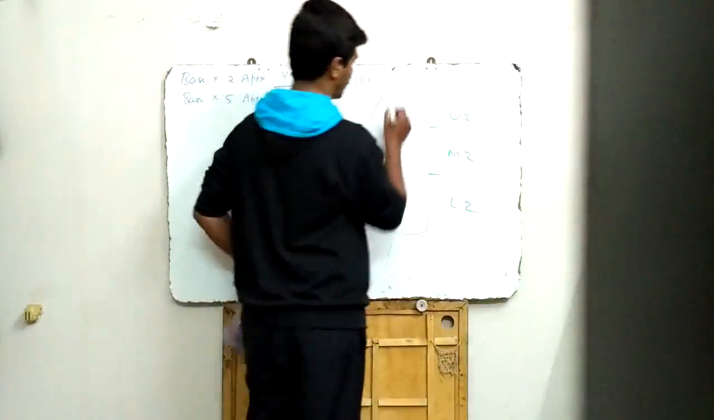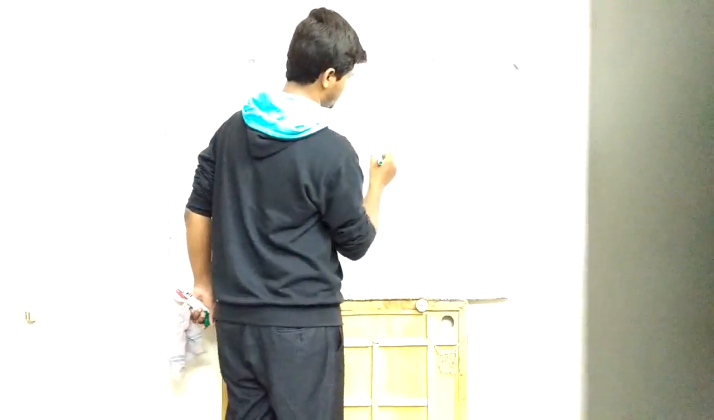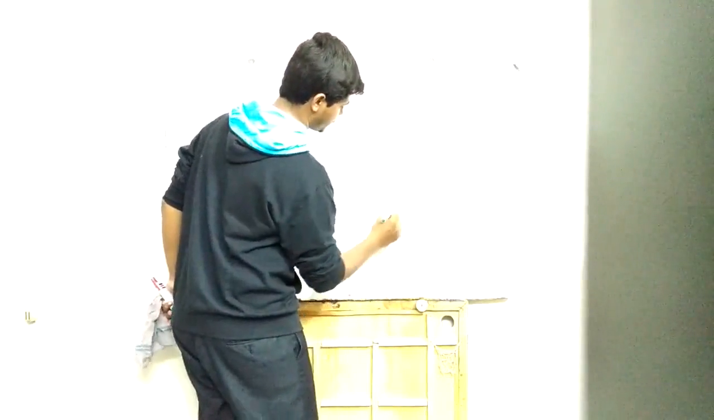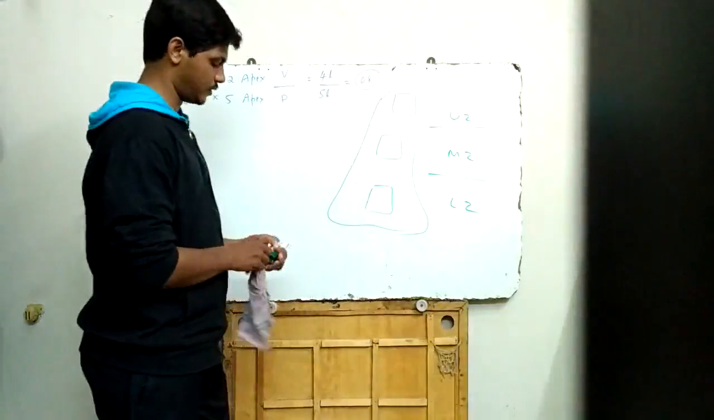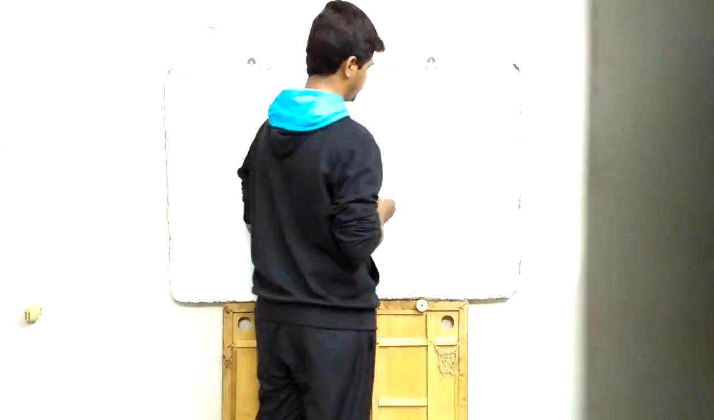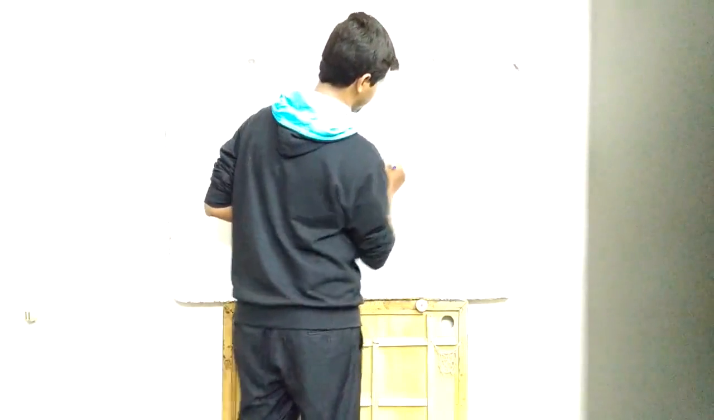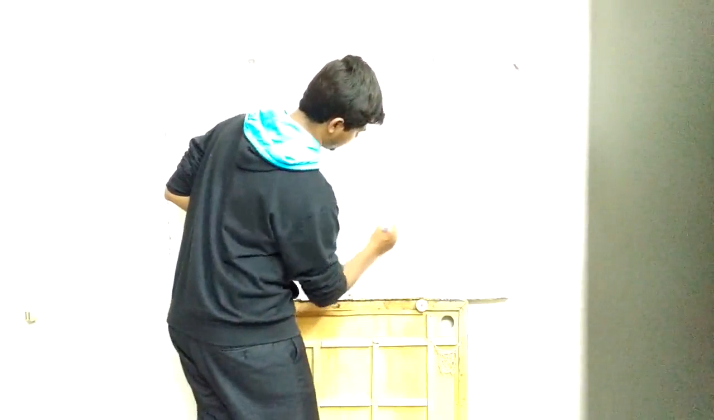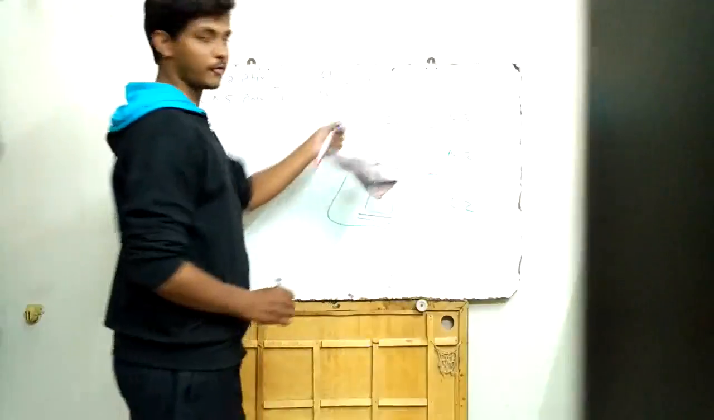Here there is an alveolus. Here also there is an alveolus. Here also there is an alveolus. Right. Now here is a capillary. Here is a capillary. Here is a capillary. Here perfusion is less.